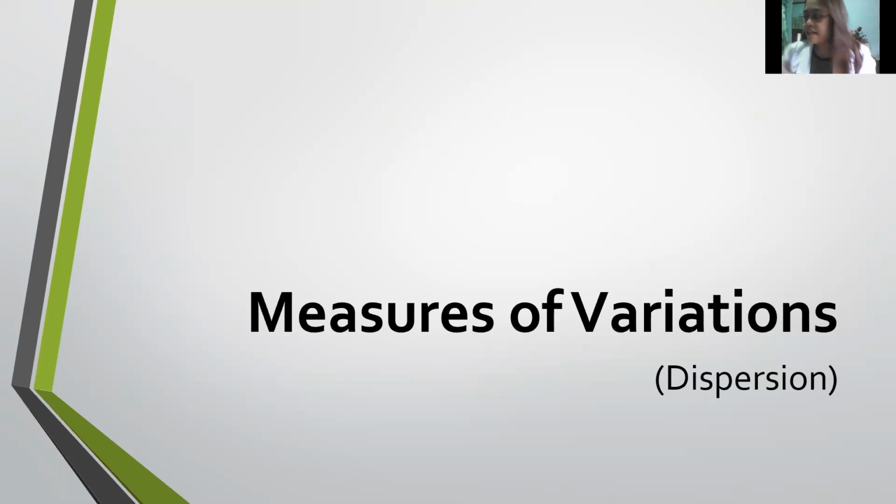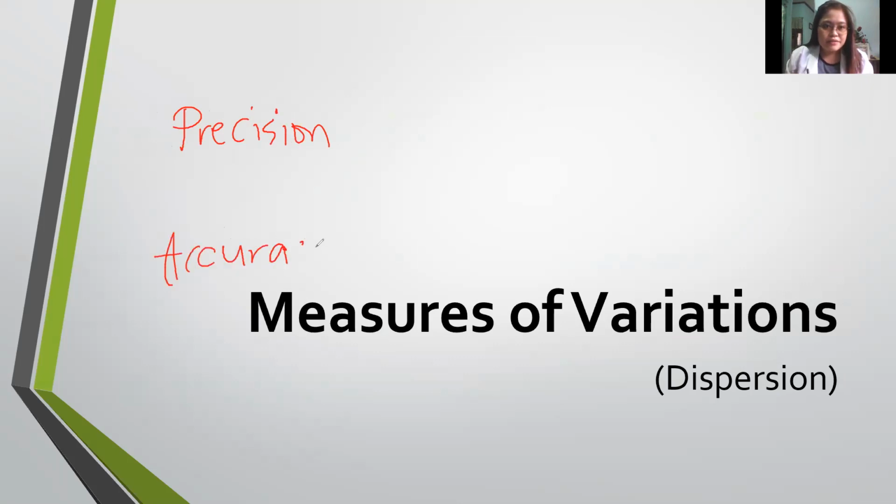Sa statistics kasi class, let me write sa screen. We really have to make sure na ang atuang mga scores kay nag-agree with each other. So let's define first precision and accuracy. Okay? Sige. Can you tell me the difference between the precision and accuracy? Kasi we really have to know this one before tayo learn ng mga measures sa variation. Anyone who can differentiate the two?